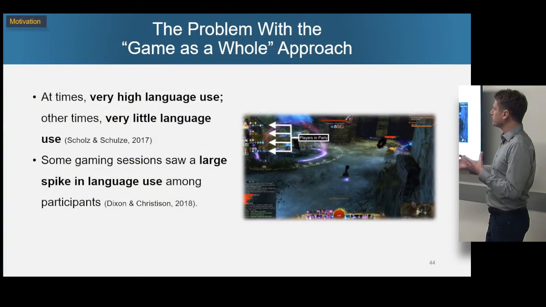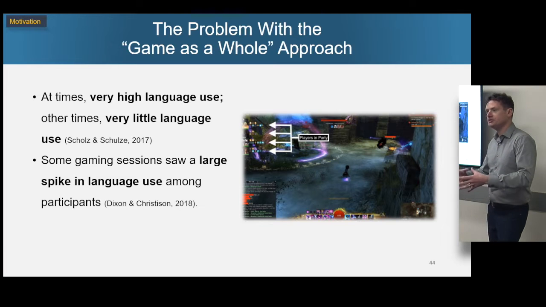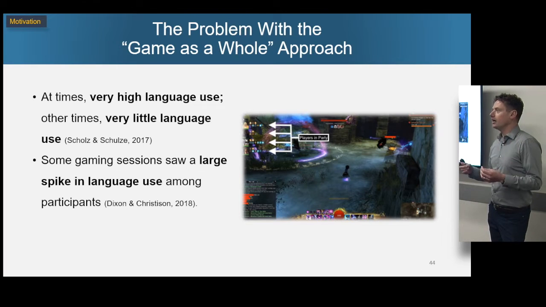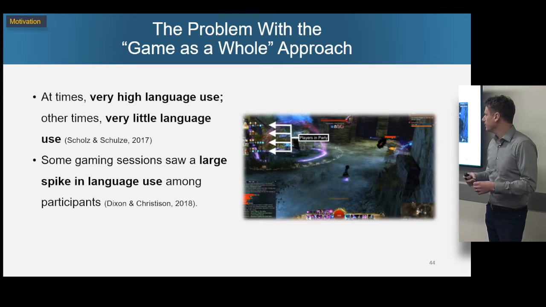In a lot of this research, they talk about how at times, for participants, there's a really high level of language interaction. They're using the language, they're talking to each other, they're reading things on the screen, but other times, there's very little language use, right?